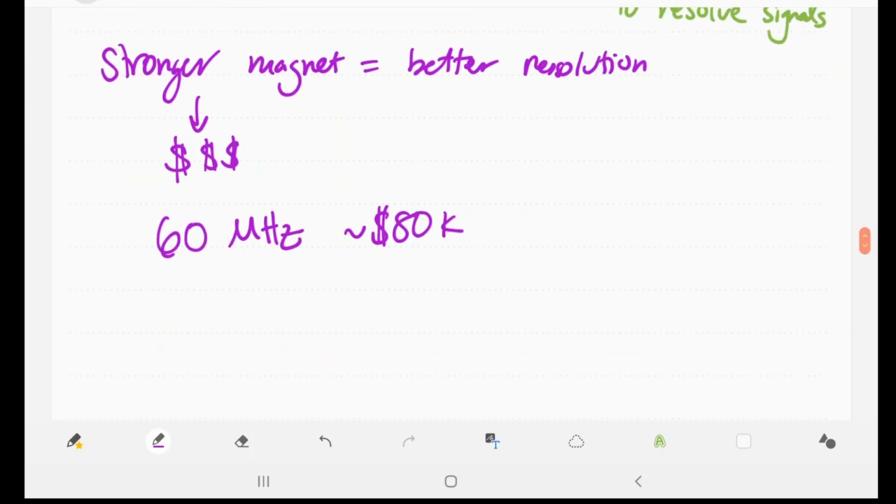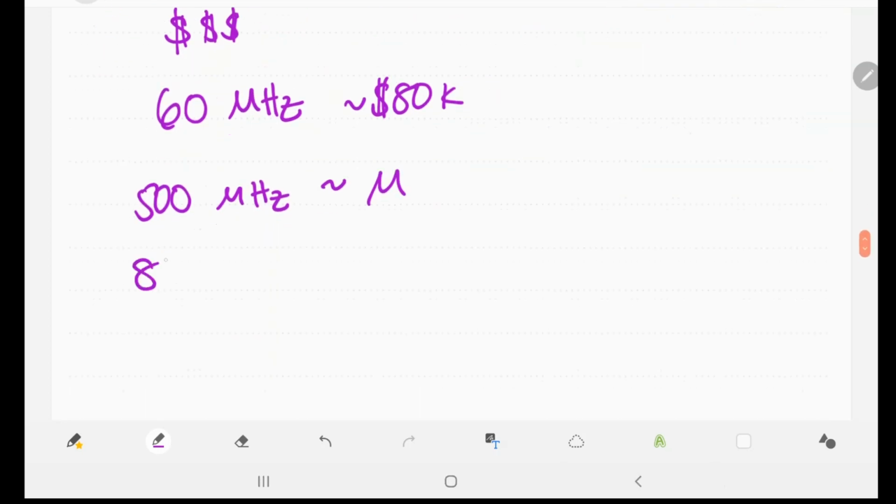You get up to 500 megahertz, really good resolution. These are millions of dollars. I've seen I think a 900. This is tens of millions of dollars. As you get to stronger and stronger magnets, you get better and better resolution. You really need this super better resolution for looking at very complex samples like proteins. But for relatively simple molecules, if you're just looking at hydrogen, 60 will do you just fine.